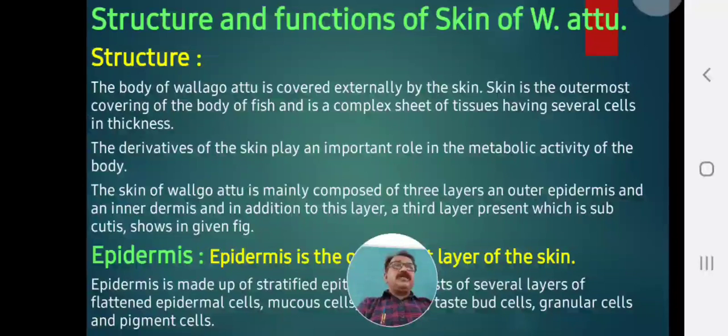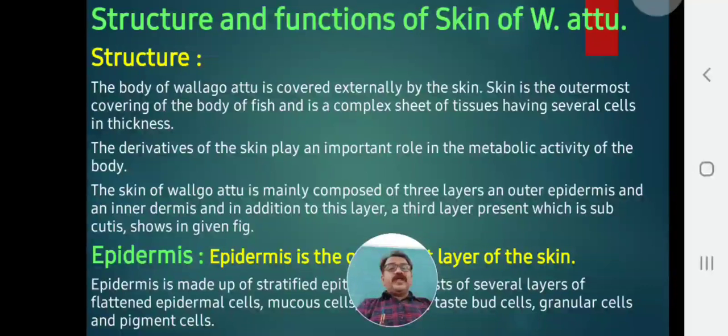The derivatives of the skin which are present on the fish body play an important role. In which activity? They play a role in metabolic activity. Metabolism is an important process for the animal's life, and the skin performs an important function in this metabolic process.